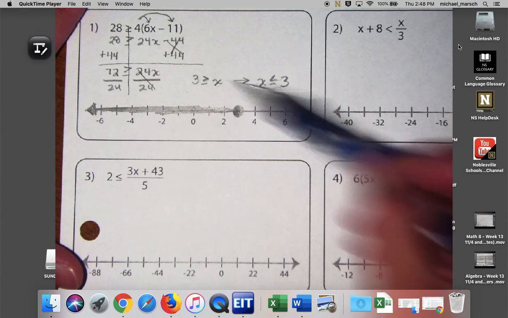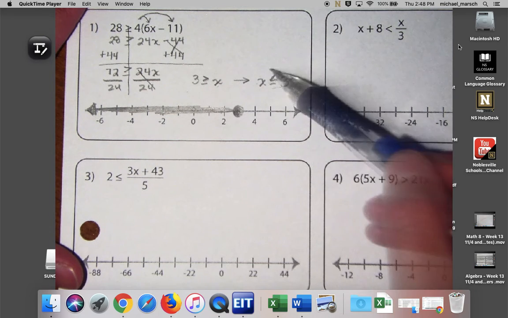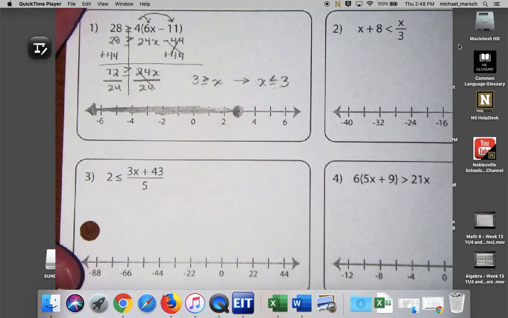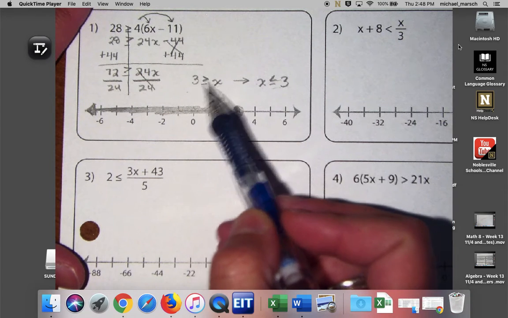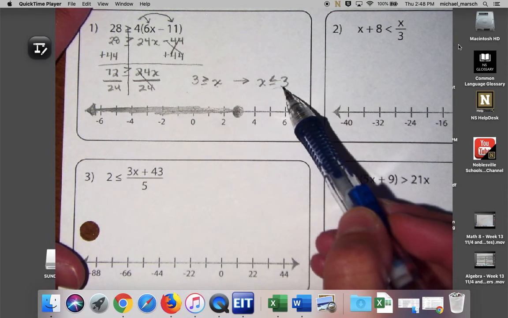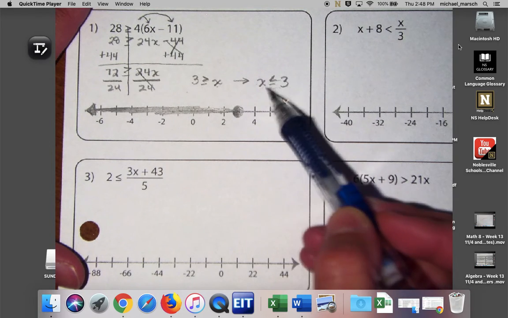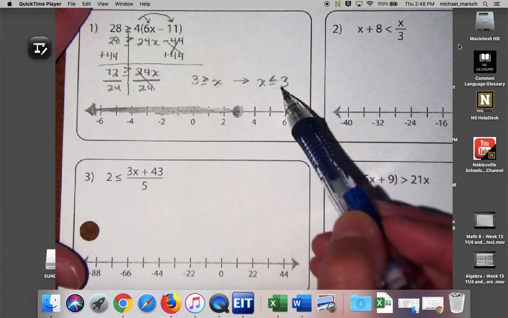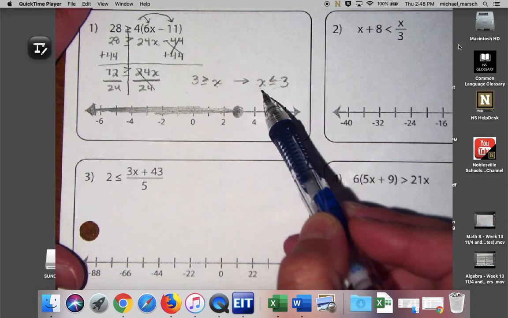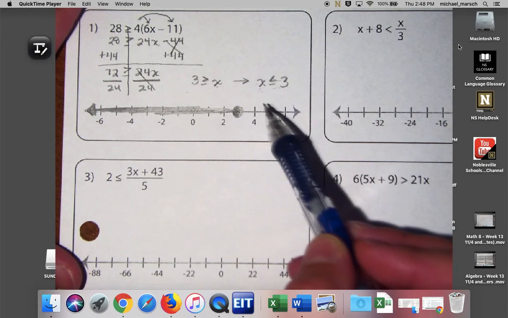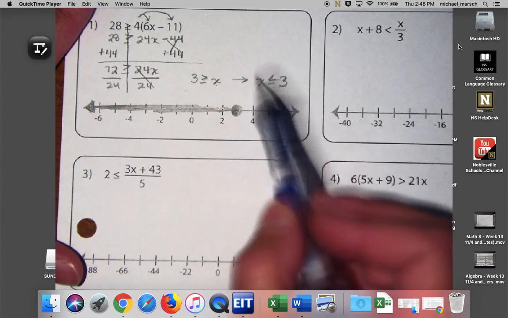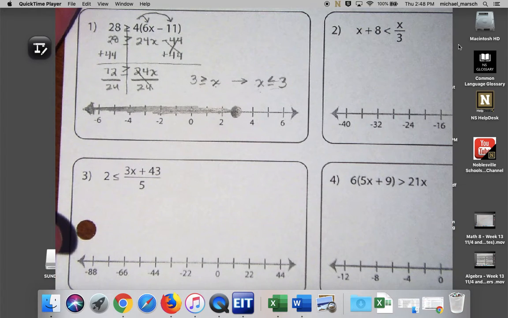These mean the exact same thing. This is just easier to graph. Okay, yes? Why'd you flip it? So this says 3 is greater than or equal to x. This still says 3 is greater than or equal to x. I just rearranged it so that my variable's on the left. So they mean the exact same thing, but I just switched spots so I could graph it.